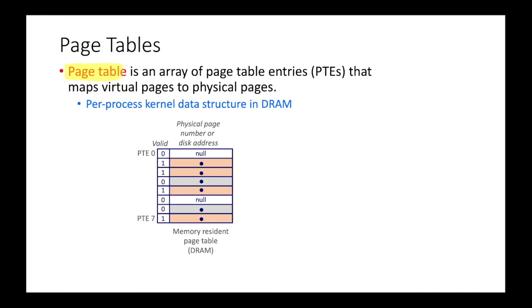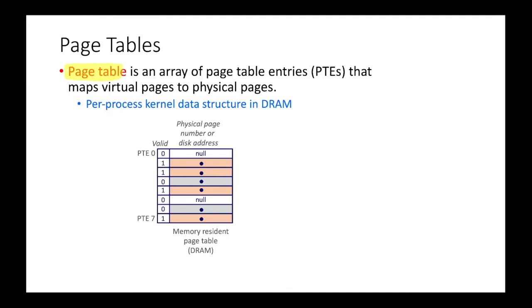Let's talk about address translation. A data structure called the page table plays a key role in address translation. The page table is simply an array of page numbers. The virtual page number is used as an index into the page table, and each content is a physical page number.